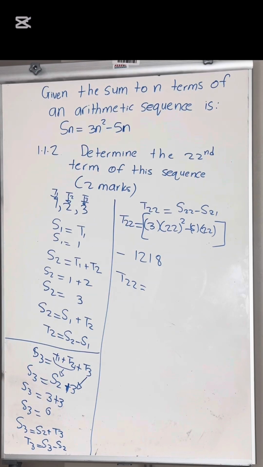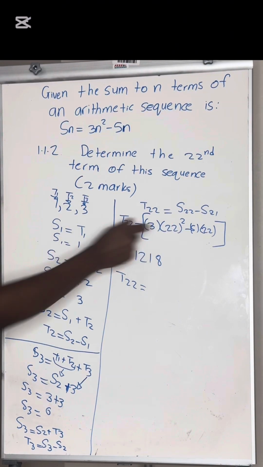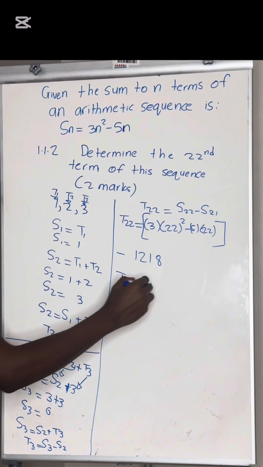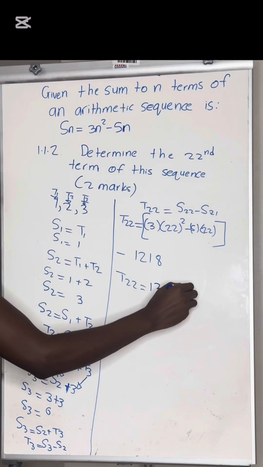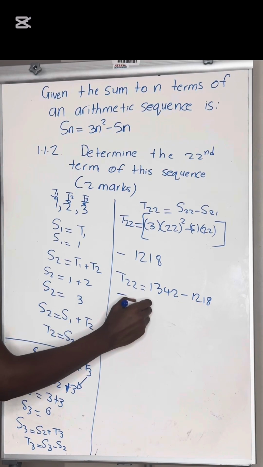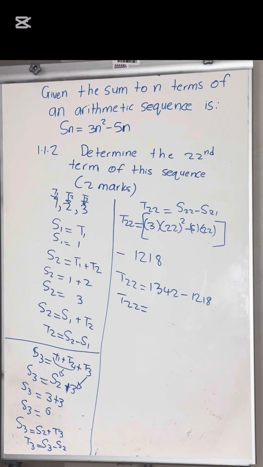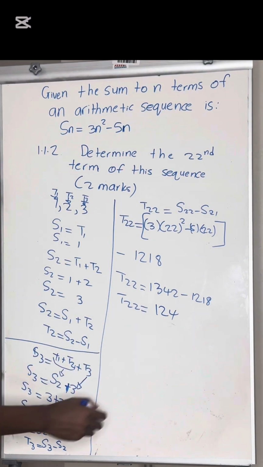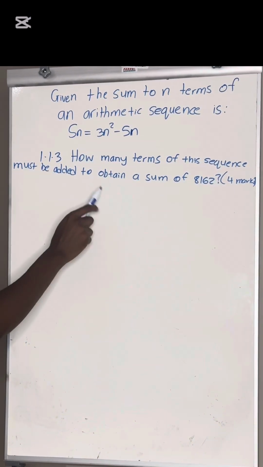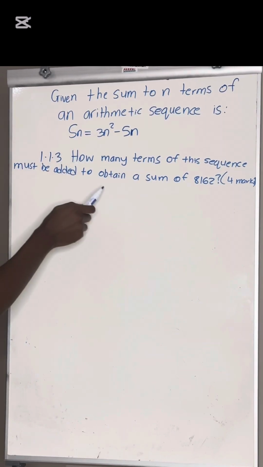The final answer that you're supposed to get after punching everything into the calculator, for the first large brackets, it's 1342 minus 1218. And then term 22 is basically going to be, using the calculator again, 124. So this is the value of the 22nd term. So 124.